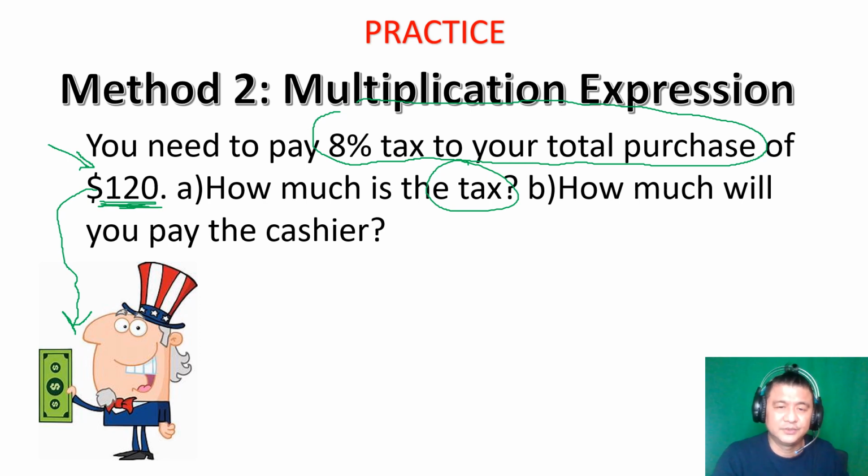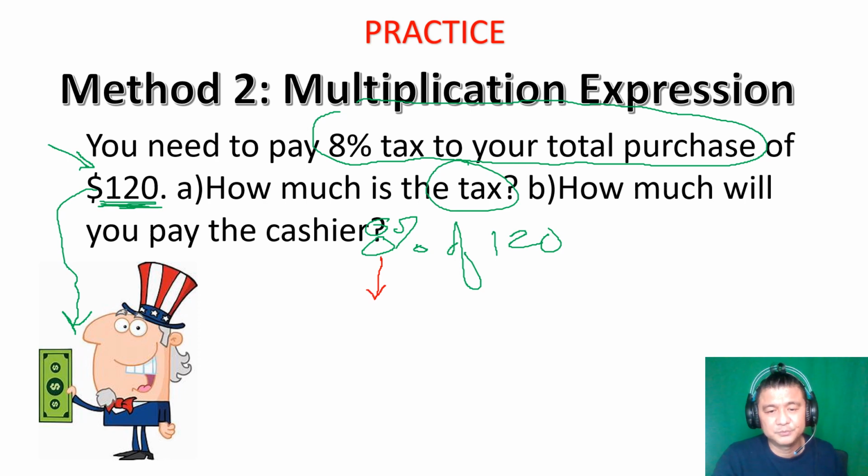Okay, so now let's do this. So I want to know 8% of my 120. That's going to be the tax. Okay, I remember what we did. We changed this to a decimal or fraction. Suppose I want to use a decimal, so that's going to be what? 0.08. 0.08 off, whenever I see the word off means times. And I didn't do anything with 120, keep the 120.